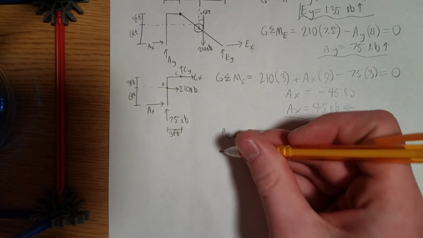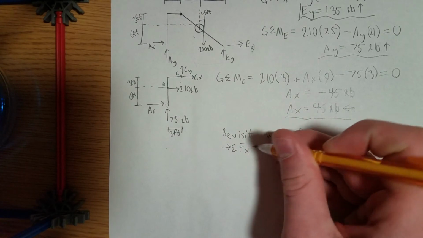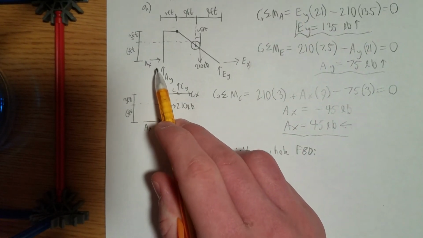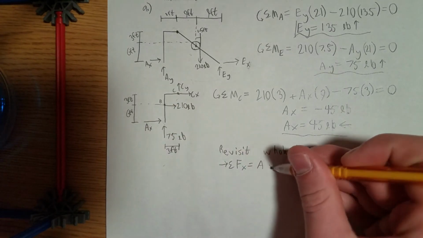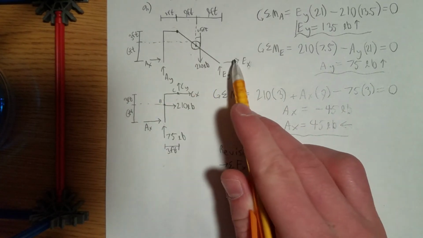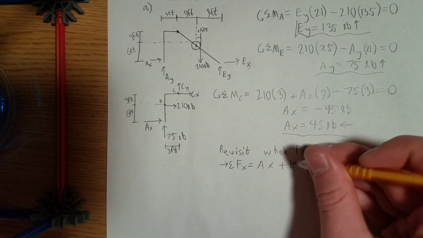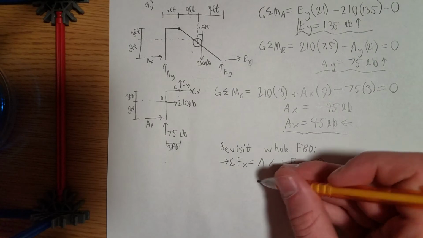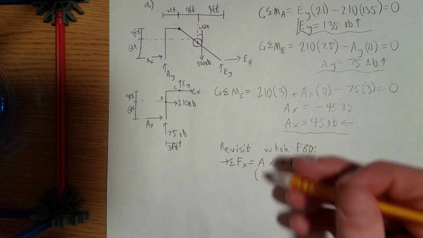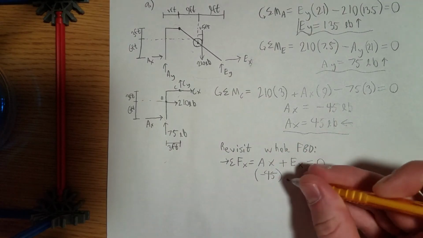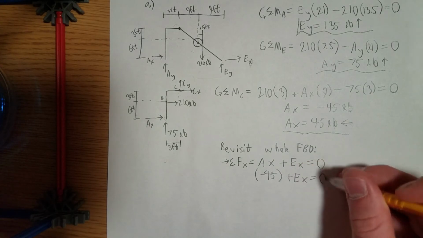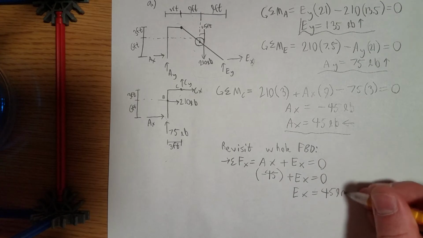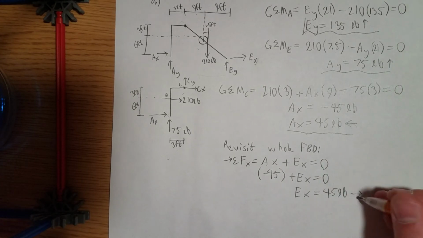And doing that, we're going to go ahead and sum the forces in the x direction. I'm going to write it all out. We're going to have AX. There's no other forces in the x direction but EX, and it's going to the right as well. So AX plus EX is equal to 0. Well, AX we got as 45 to the left, or negative 45, plus EX is equal to 0. Therefore, EX is equal to 45 pounds, and it's positive, so it's going to the right.